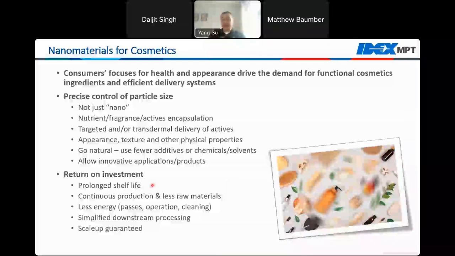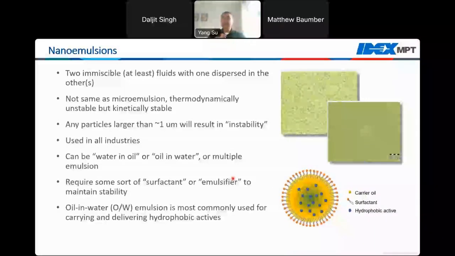I've mentioned a few already, such as increased shelf life. You can do continuous production and waste less materials. You can save on the production cost. You can potentially simplify your downstream processing, and most importantly, your process is ready to scale up. You don't have to waste more time and energy to redevelop or reinvent your process on a larger scale. With that, I move on to my first example, which is nanoemulsions.